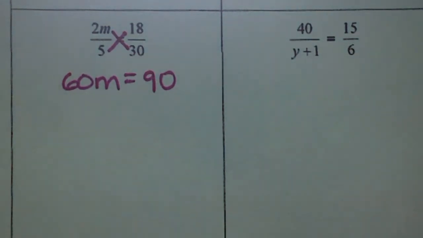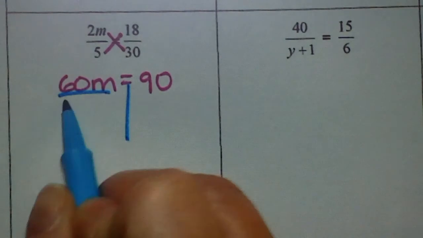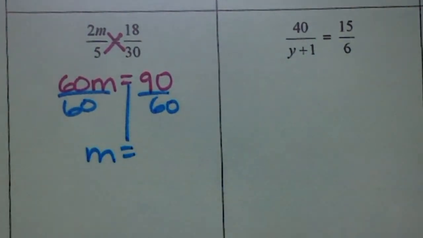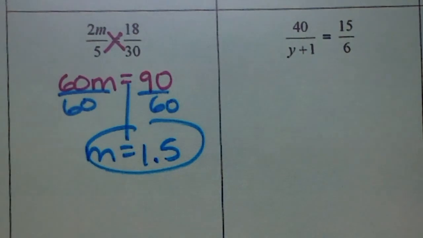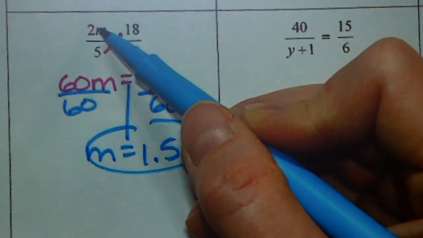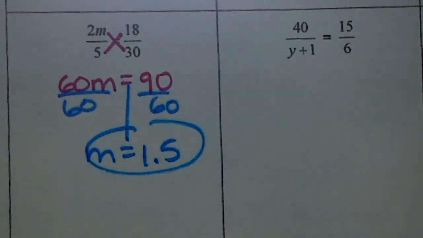So in order to figure out what m is, this is just a little one-step equation. All you need to do is divide by 60. So when you take 90 and you divide it by 60, you get 1.5. And you are done. That's what m equals. So when you take 2 times 1.5, that result will give you the number that you need to divide by 5 to get an equivalent to 18/30. That was quite the sentence. Maybe I'll dissect that more in class.